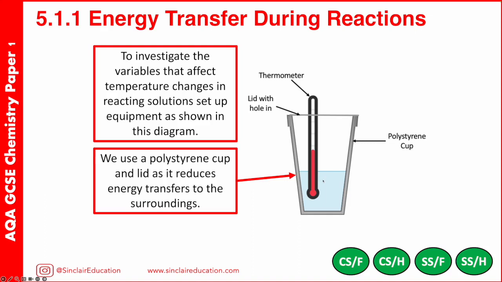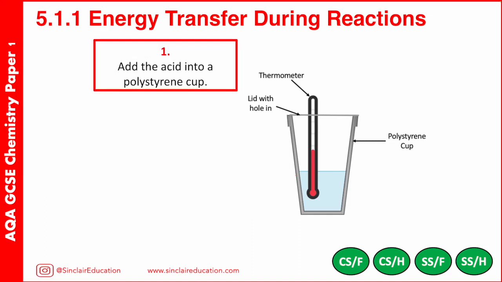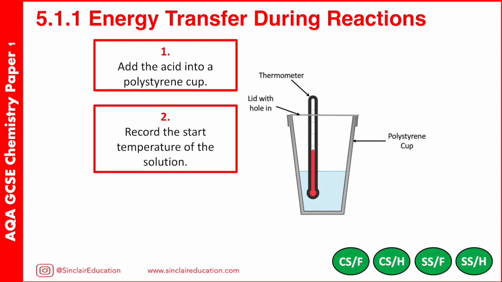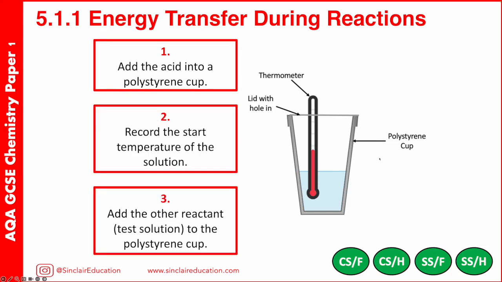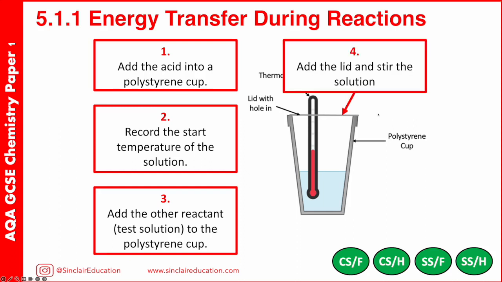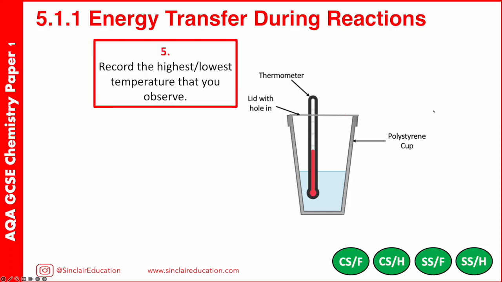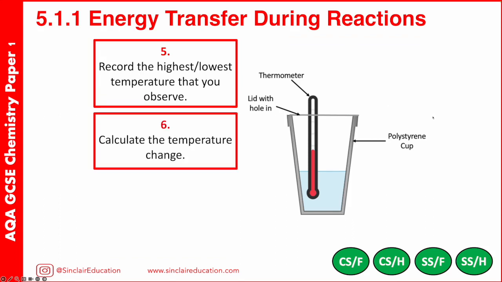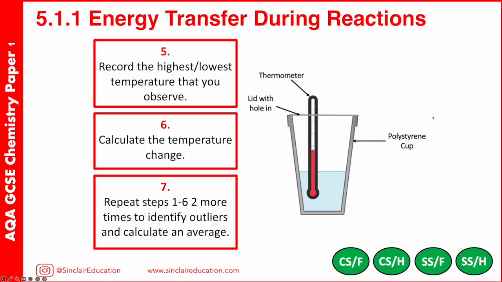So we use that polystyrene cup to reduce the energy transfers. We've added our acids, normally the liquid, record our start temperature, then add your other reactant. Add the lid, stir the solution, and we'll record the highest or lowest temperature that you see. That'll be recorded as our temperature change, and then we'll repeat this 2 more times to find outliers and calculate the average.